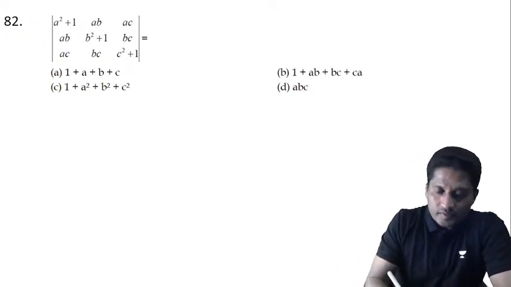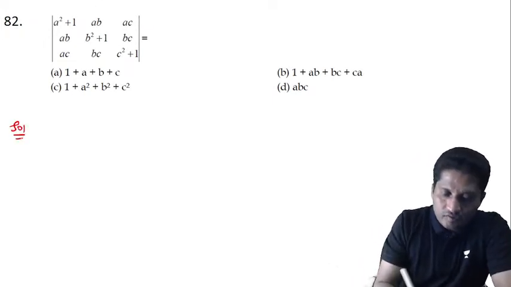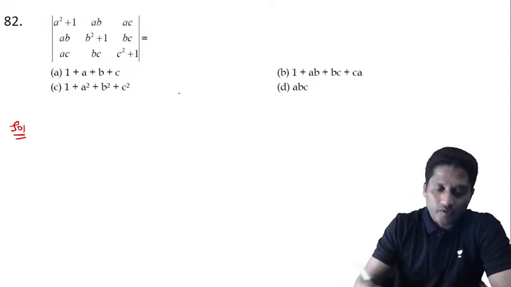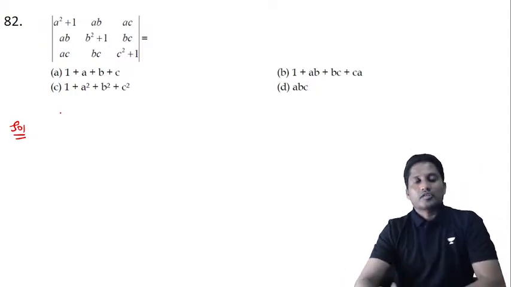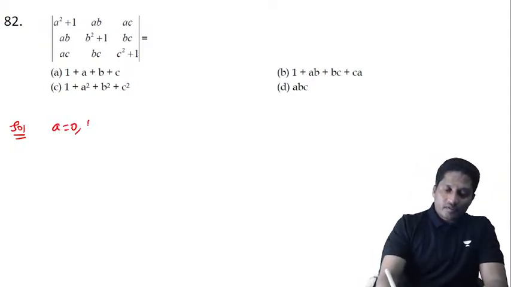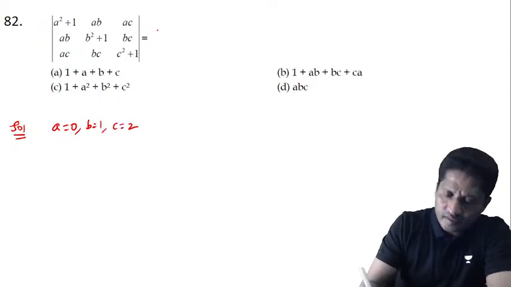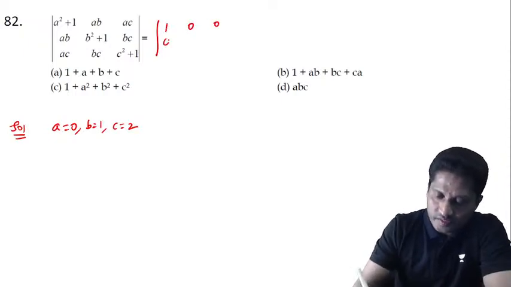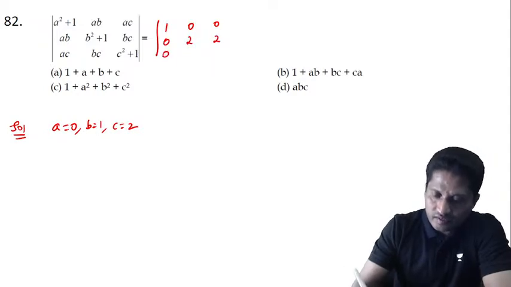See, I can take, rather than you use that, use the property and integrate. It's a 4-marker in the board exam. If it is true for ABC, then it should be true for any value of ABC. I'm going to take A is equal to 0, B equal to 1, and C equal to 2. So this determinant becomes: A is 0, means this will be 1, this is 0, this is 0. Again A is 0, B square plus 1 is 2, BC will be equal to 2. AC is 0, BC is 2, C square plus 1 is 5.